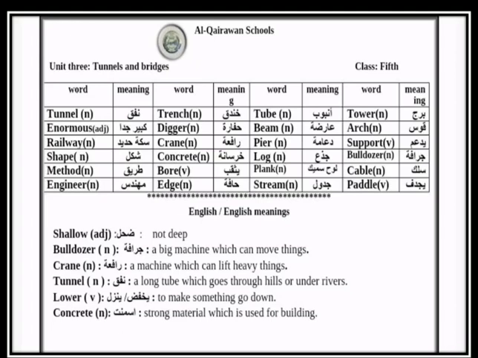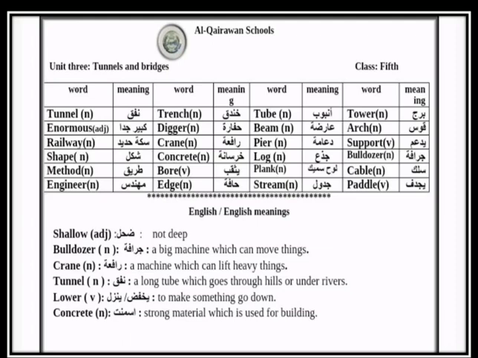Let's start. Beam. Pier. Log. Plank. Stream. Tower. Arch. Support. Bulldozer. Cable. Paddle. Now let's go for English meanings.